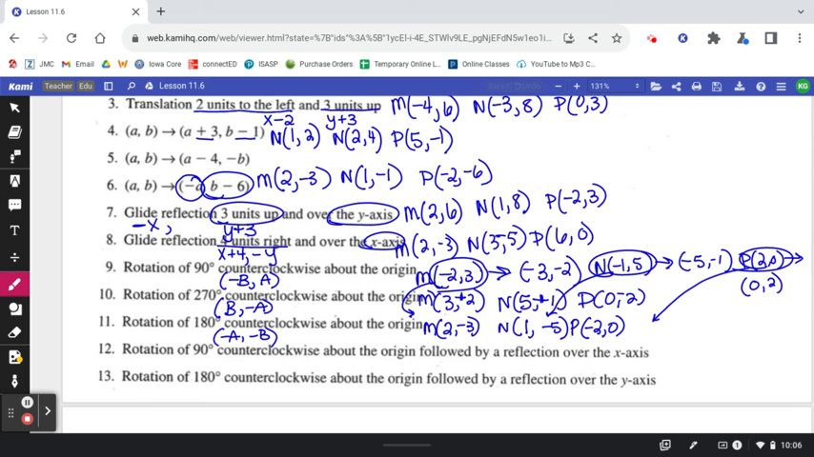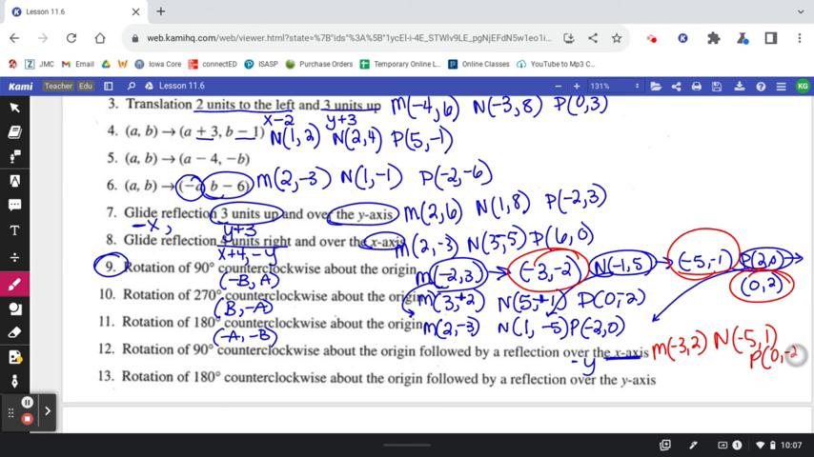On number 12, they want me to rotate it 90, which I already did here in number 9. And then I'm also going to reflect it over the X, which is going to change the sign on my Y. So I'm actually going to go off of what I did on number 9, the answer here. And then all I'll have to do is change the Y. So it's going to become -3, +2. N will become -5, +1. And P will become 0, -2.